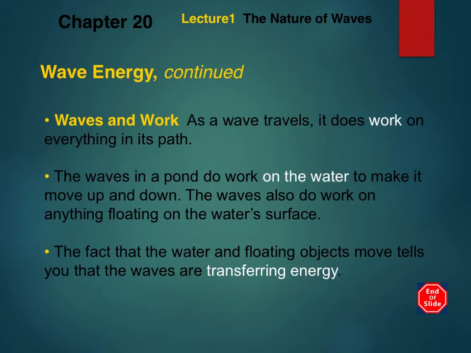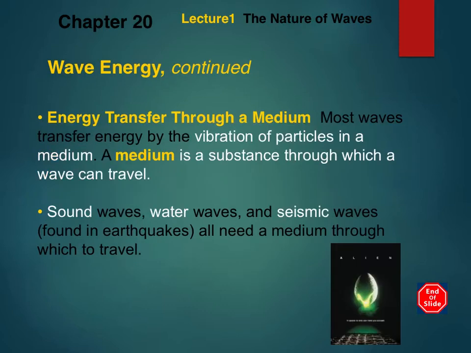All right, so waves do work on everything in their path, okay? However, as we saw before, the wave made the leaf go up and down. It also does work on anything else floating on the water surface. So even though it's not moving with the wave, you can still tell the energy is being transferred there, right? Because anytime we're doing work on something, we are transferring energy. So if you think back to that picture you just saw, the wave is moving the leaf. It's doing work on it. Therefore, it's transferring energy.